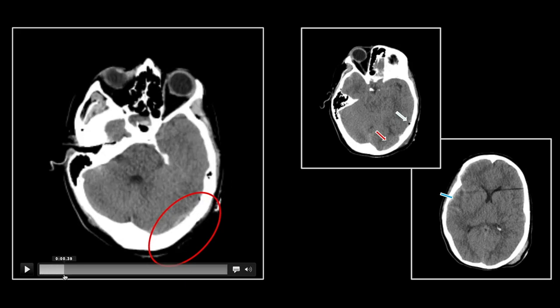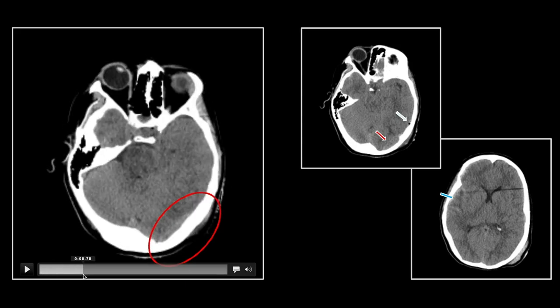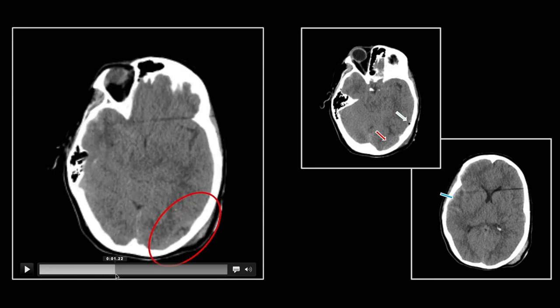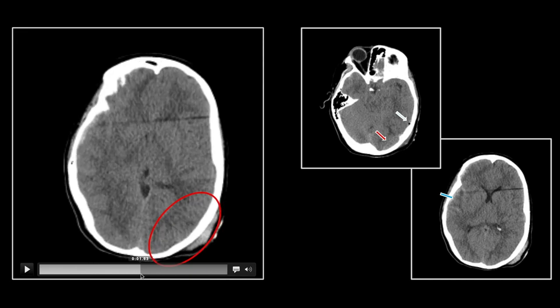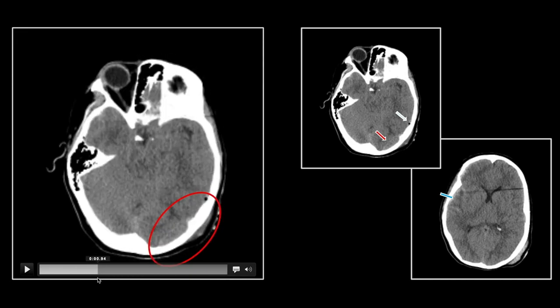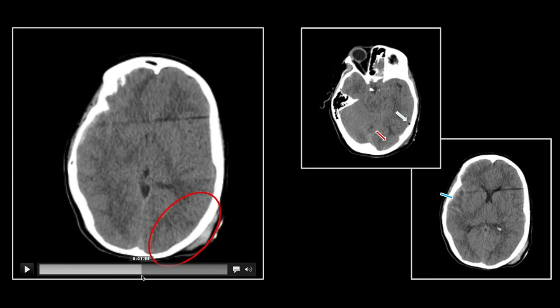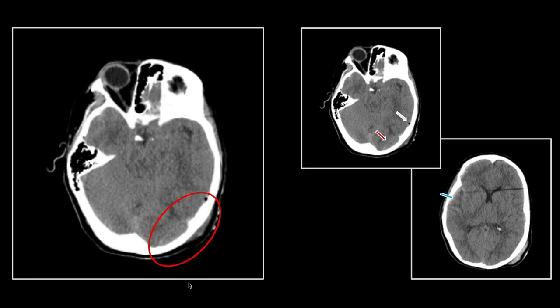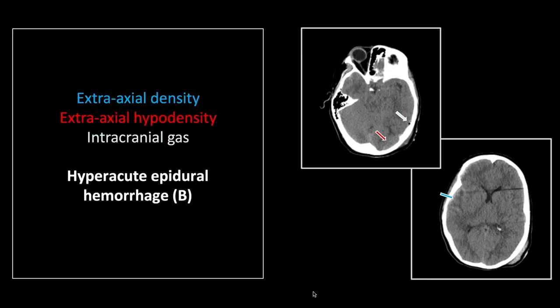Here you see again, just above the transverse sinus, there is an extraaxial hypodense collection somewhat lentiform and consistent with a venous hyperacute epidural. Note also that single focus of intracranial gas, which is very helpful in calling your attention to that injury. So that is another hyperacute epidural hemorrhage.